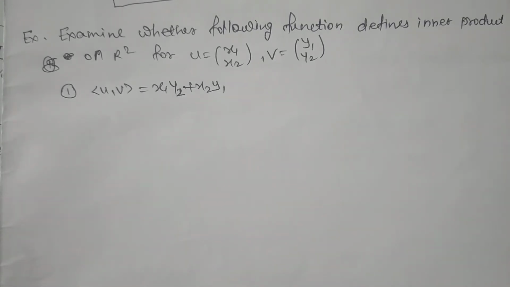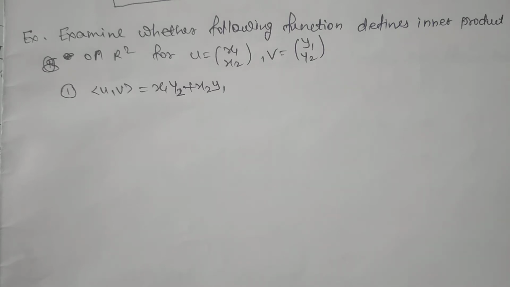So in the last video, we learned the concept of inner product space, Euclidean space, norm, distance between two vectors and angle. And in the last video, we also took examples on the distance and the angle. Now in this video, we are going to take examples on the inner product space.